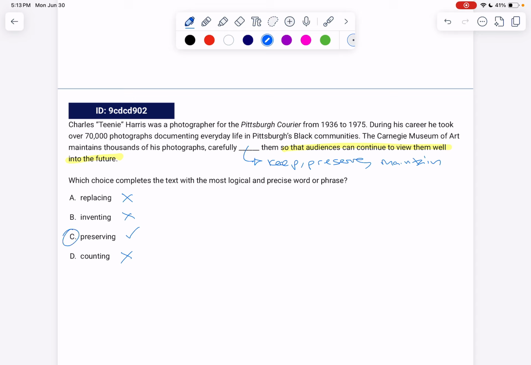Again, especially for ones like these, you can really see what's lacking in there that might need to be there if, say, the answer choice were to be B, inventing. We would really need to see them coming up with something new in there, which we don't see. So that can really give us the idea that that's probably not the right answer.